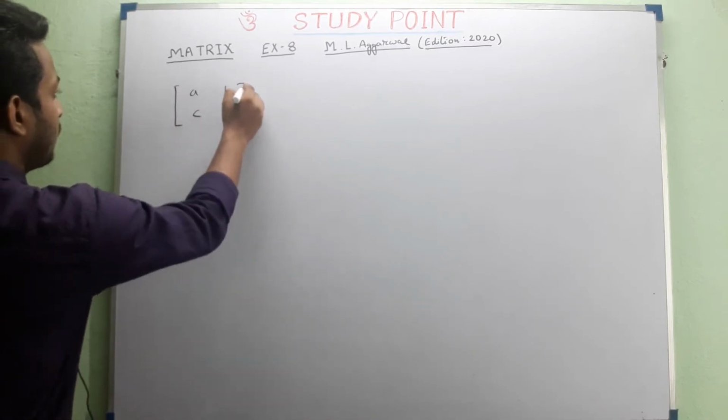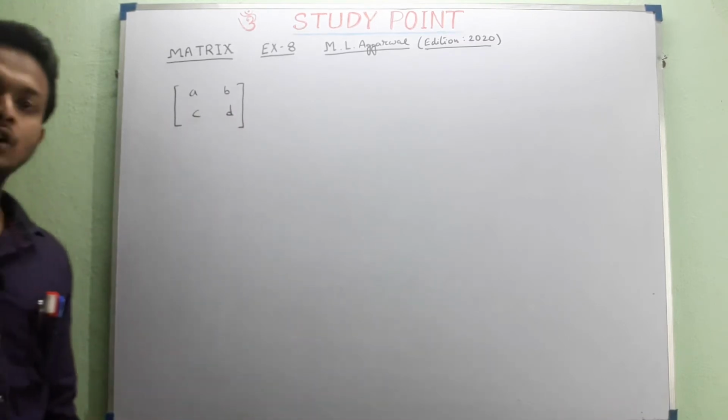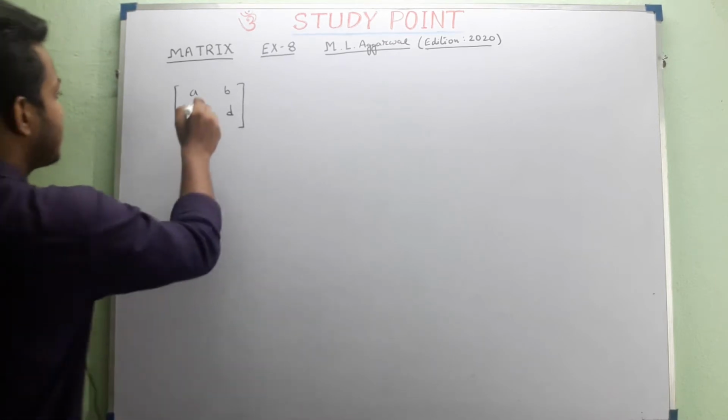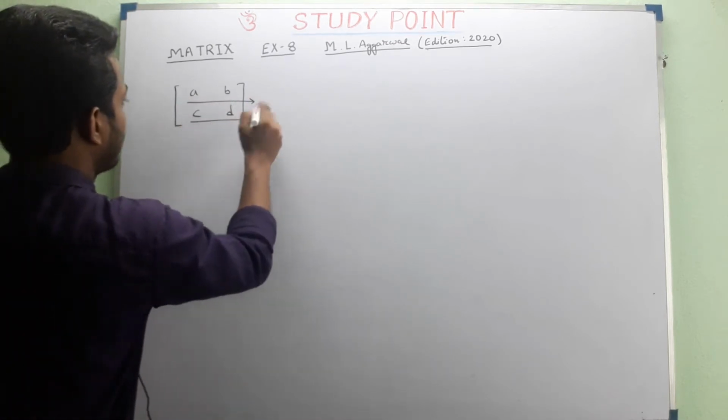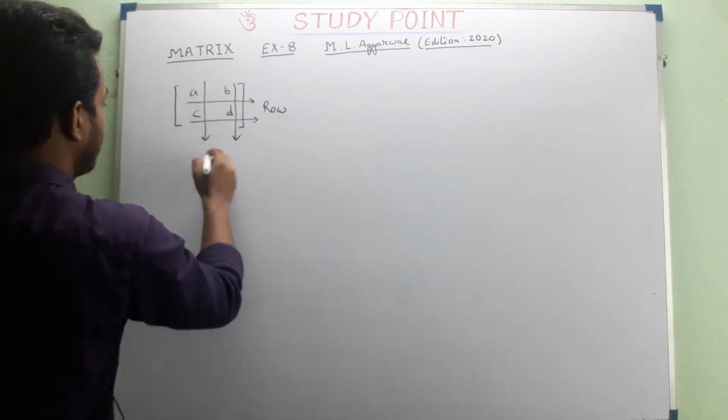By this way, we write any matrix. Matrix is nothing but the arrangement of some elements in a rectangular format, where the horizontal things are known as rows and the vertical things are known as columns.